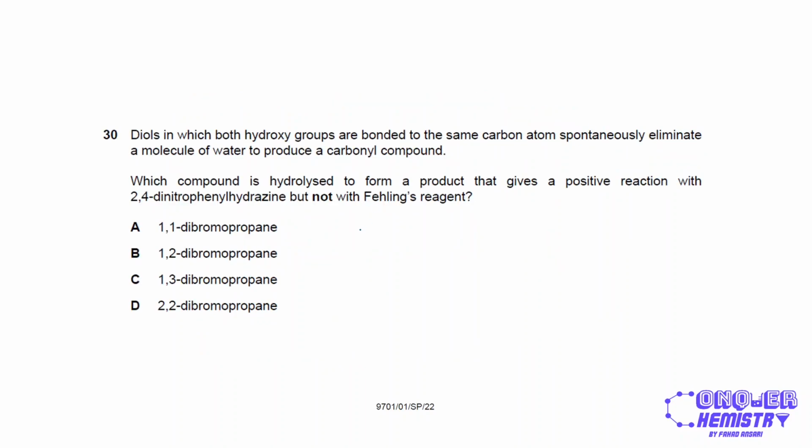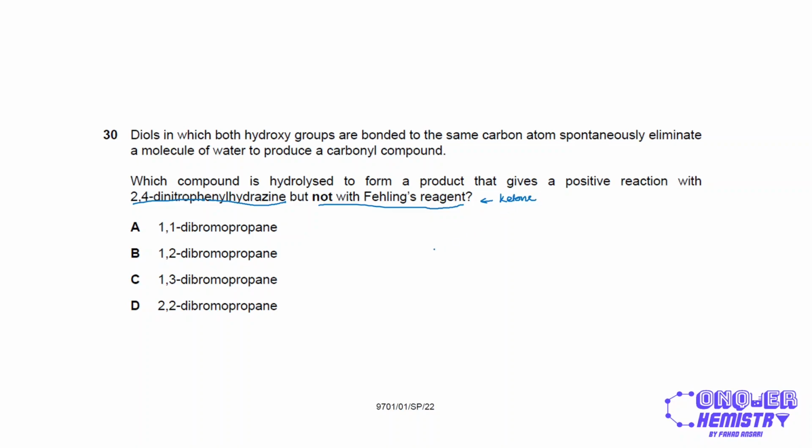Diols in which both hydroxy groups are bonded to the same carbon atom spontaneously eliminate a molecule of water to produce a carbonyl compound. Which compound is hydrolyzed to form a product that gives a positive reaction with 2,4-DNPH, but not with Fehling's reagent? Right. So basically I need to find a compound that gives a positive result with 2,4-DNPH. So that means it's definitely a carbonyl compound, but not with Fehling's reagent. So that means we're looking for a ketone, right?